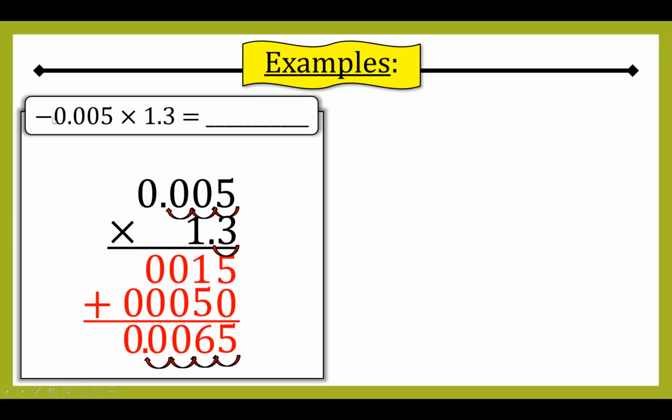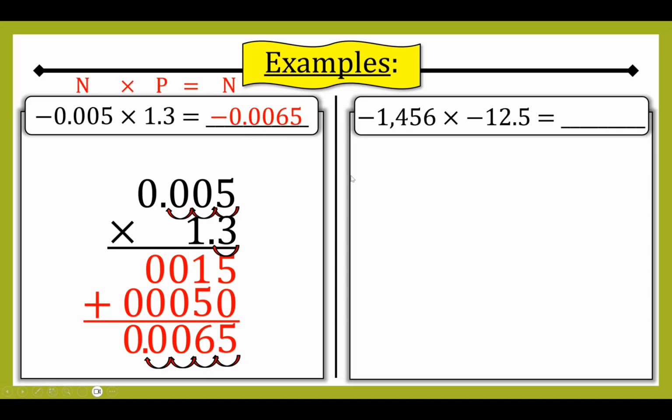So up here, you can see I have a negative times a positive. So I reviewed the multiplication rules because that will come in handy when we're multiplying those negatives. So here, a negative times a positive, and we know that the answer is negative. So that tells me it is negative 0.0065. Okay, let's look at another example.